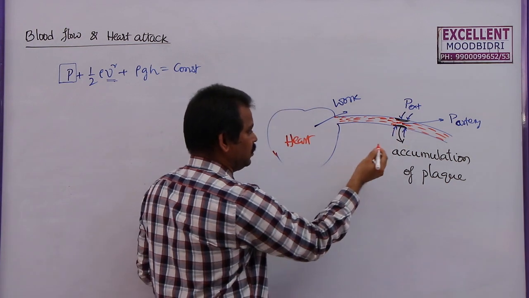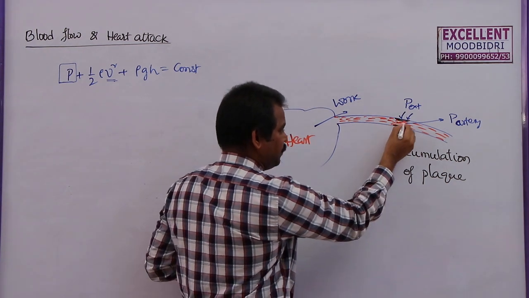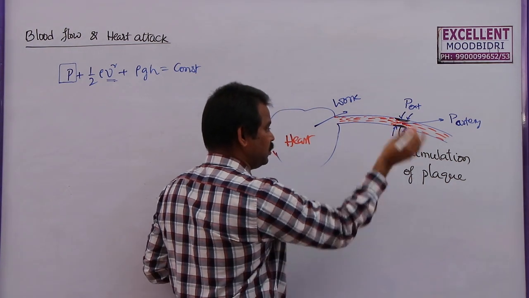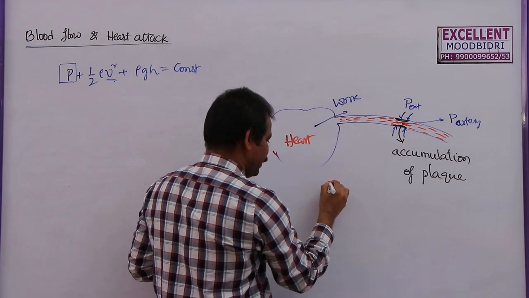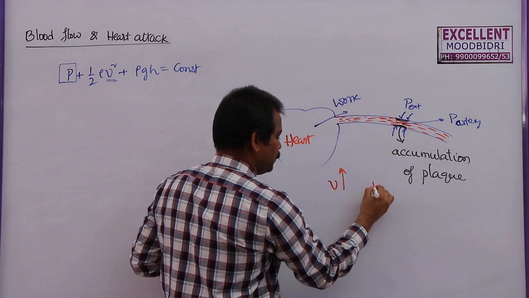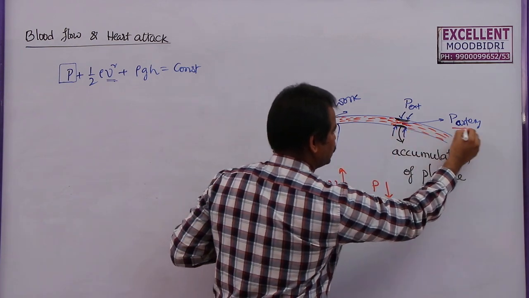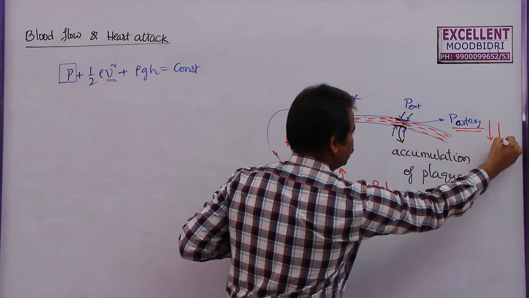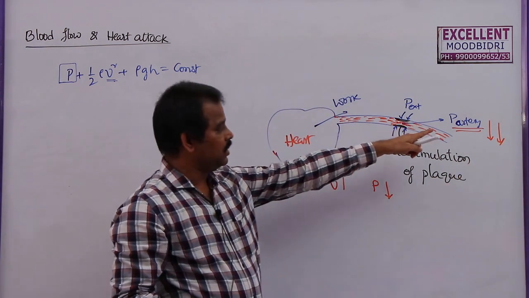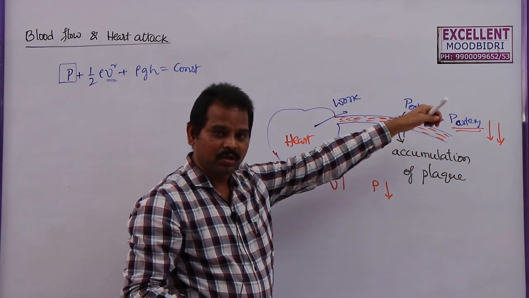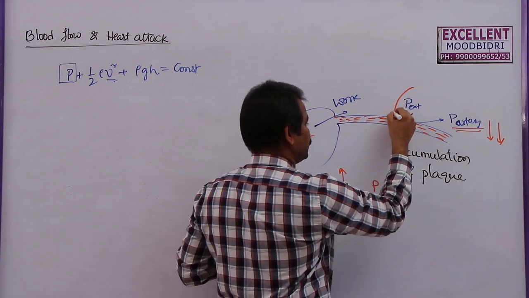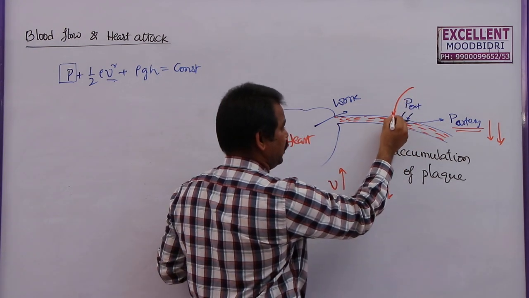So as a result, what happens? The velocity of the blood through this constriction increases to a great value. Whenever velocity increases, the pressure at that point will decrease. So due to this, the pressure in the artery decreases further. Whenever this pressure inside the artery decreases to a small value, the external pressure will dominate on the artery.